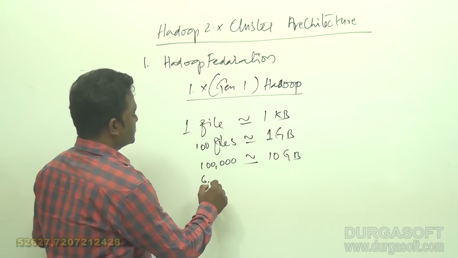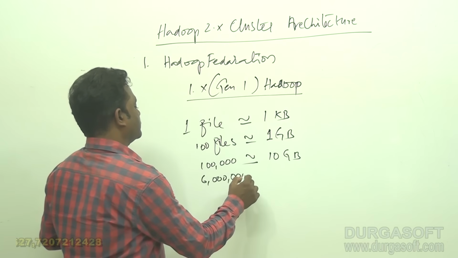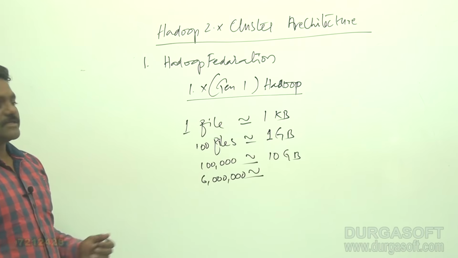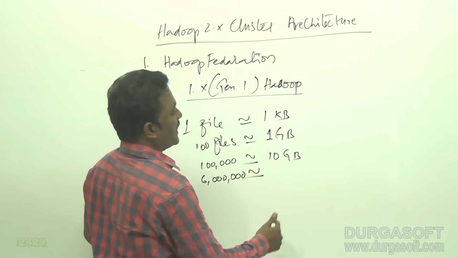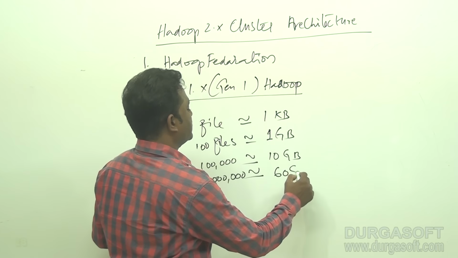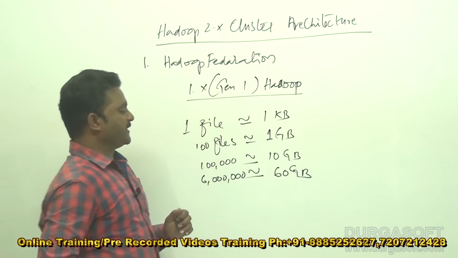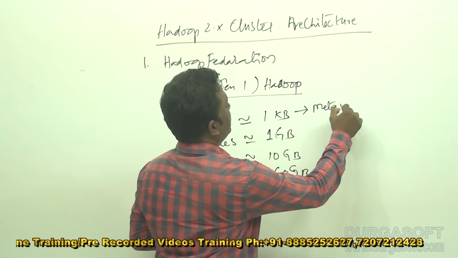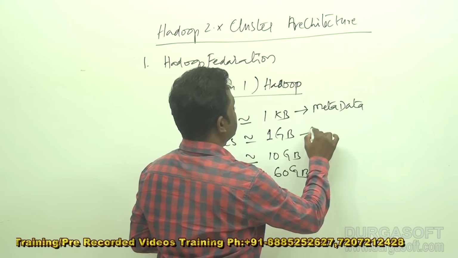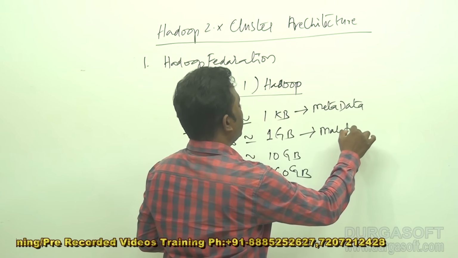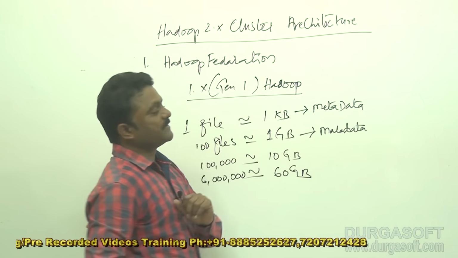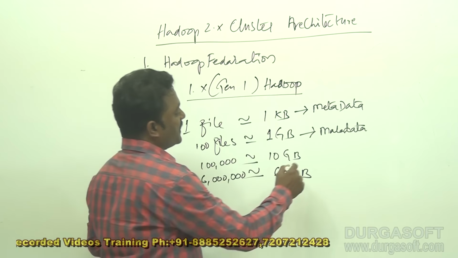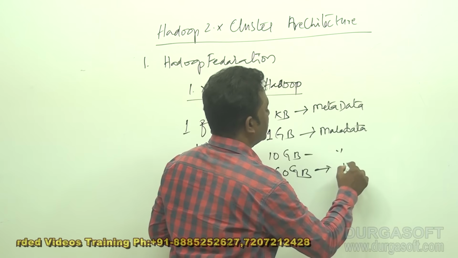Let us say I have a number like this. So obviously with the calculation that we have, that would reach approximately 60 GB. So this is the size of the metadata. Now the reason why we have to consider the size of the metadata is that's where the concept of Hadoop Federation comes into the picture. All this metadata would be handled by the name node.